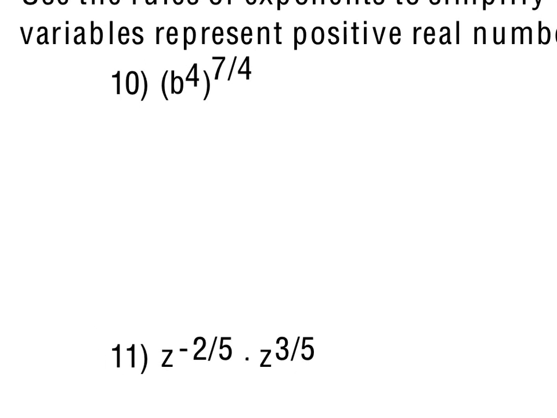So starting with number 10, b to the 4th to the 7/4 power. So this is a power of a power. So that tells us that we multiply the exponents together. In this case, 4 times 7/4 is just 7. So it works out pretty well there.